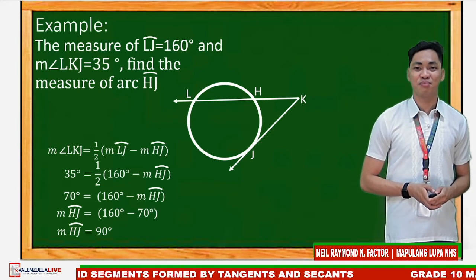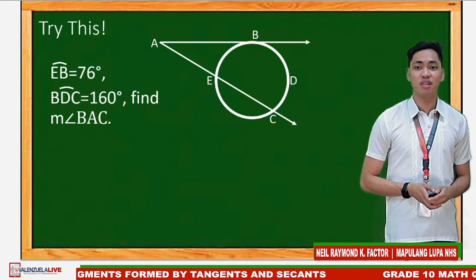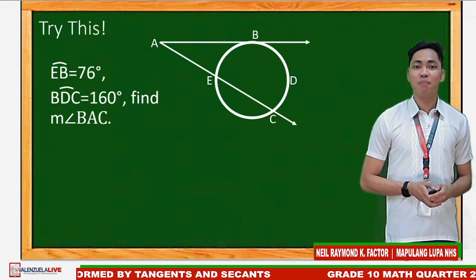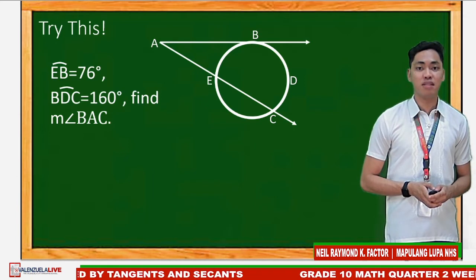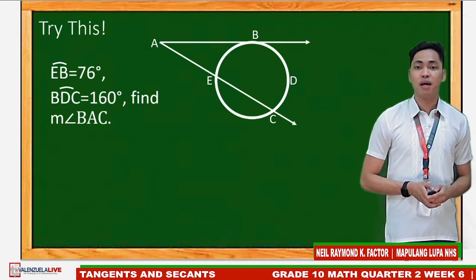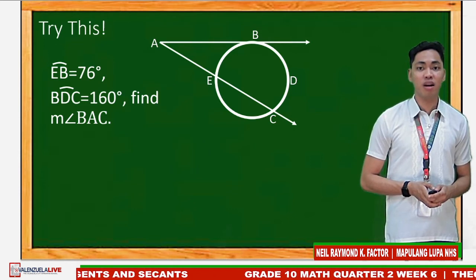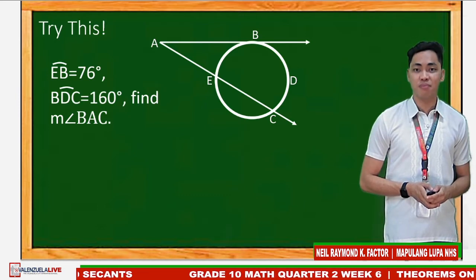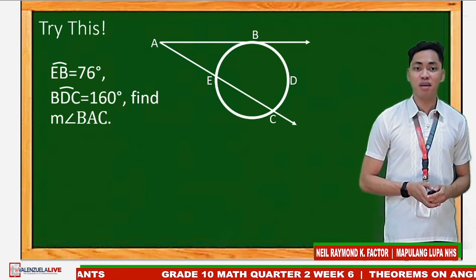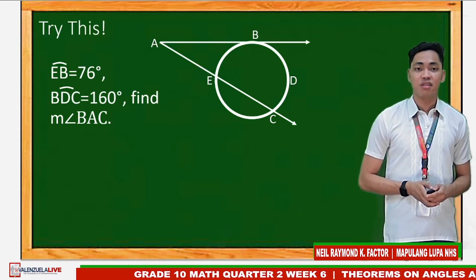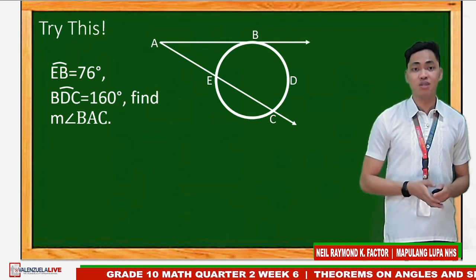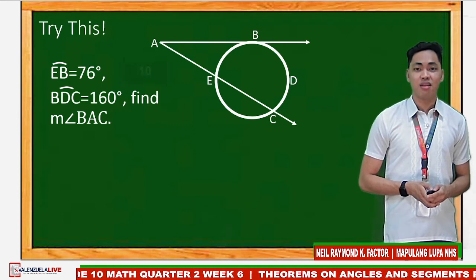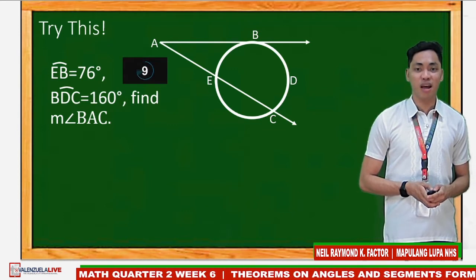Right? So I hope you have understood the concept at this moment. So you try this now. For example, the measure of arc EB is 76 degrees, and the measure of arc BDC is 160 degrees. Find the measure of angle BAC. You have 10 seconds to comment your answers.